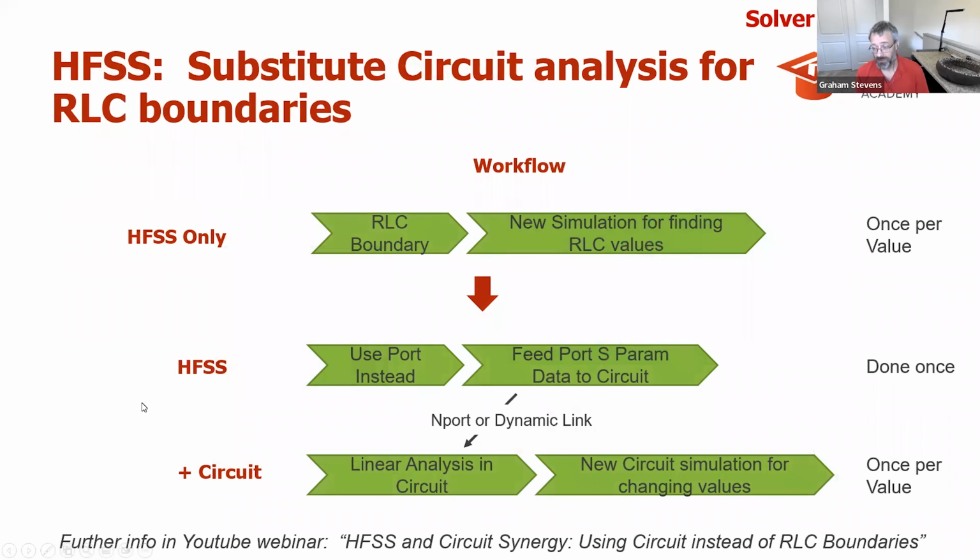So another strategy to reduce analysis time within HFSS is to substitute circuit analysis if you have RLC boundaries. If I have a capacitor or an inductor that is modeled as an RLC boundary within HFSS, rather than running multiple versions of HFSS with different values of inductors, capacitance or resistors, I can change my topology of how I'm doing analysis, where I use a port instead of the RLC boundary, and then I feed that to a circuit analysis, which changes the RLC values, and that can be much, much faster because circuit is much faster than HFSS.